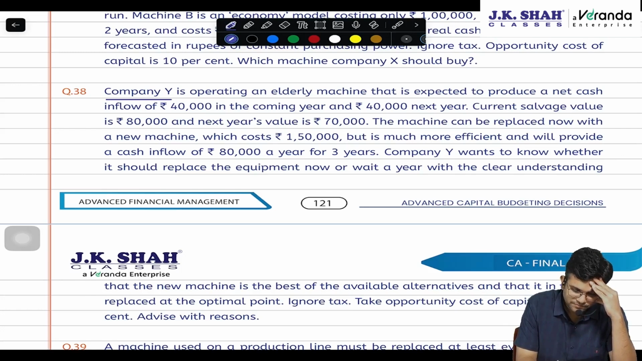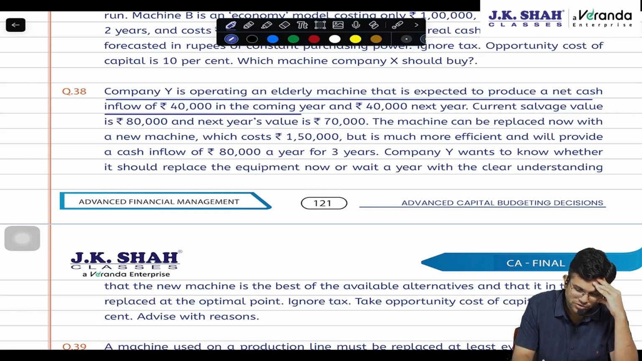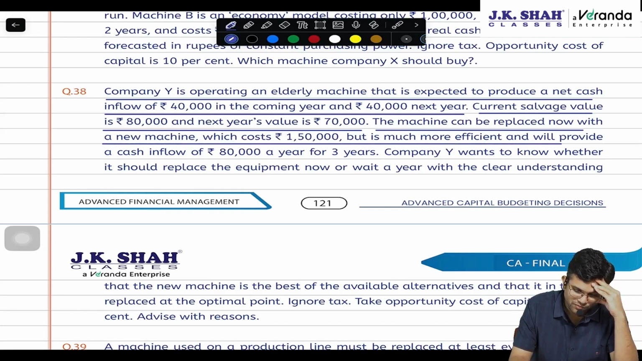Company Y is operating an elderly machine that is expected to produce cash inflow of 40,000 in year 1, 40,000 in year 2. Current salvage value is 80,000. Next year salvage is 70,000. The machine can be replaced now with a new machine which costs 1,50,000 but is more efficient and will provide a cash inflow of 80,000 a year for 3 years.